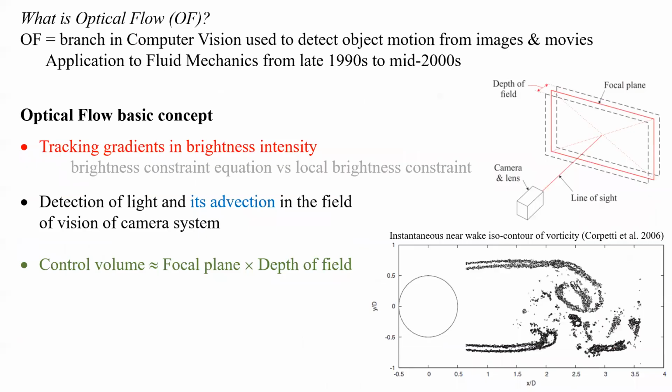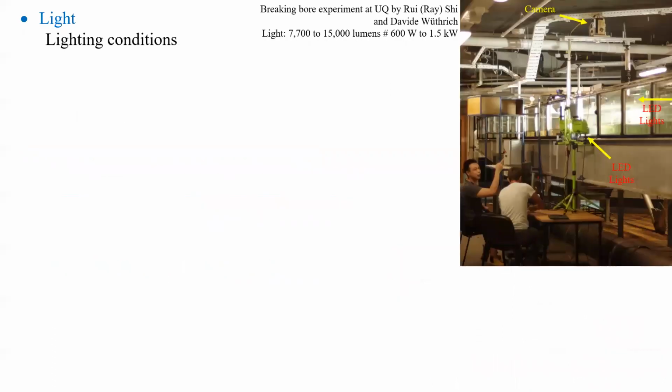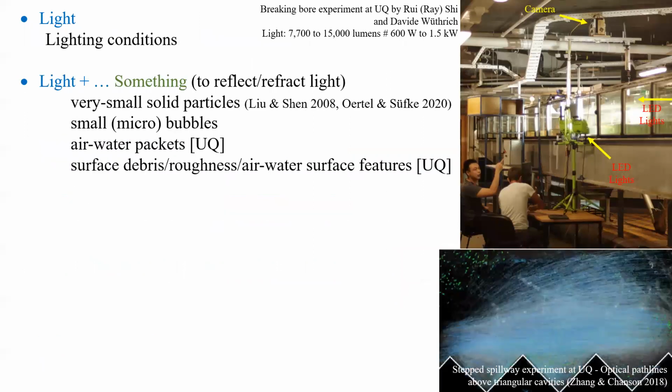For those who are not familiar, optical flow is a branch of computer vision that is used to detect the gradient of brightness intensity as they are convected in the field of vision of the camera. Importantly, the approach requires some good lighting conditions and typically some form of particles that reflect the light. It could be microbubbles, it could be a water packet, it could be surface debris or surface roughness.